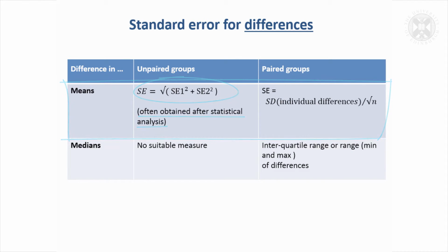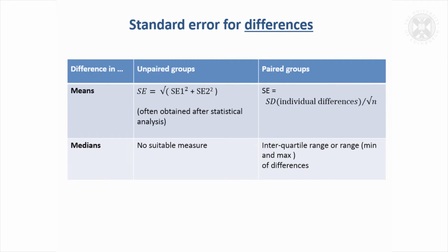The only thing to note is that sometimes you get paired groups. So for example, if you have a set of animals and you take a measurement before treatment and after treatment, so you've got two measurements on the same animal, then that data are paired. So what you would do then is take the differences for each animal and then simply get the standard deviation for the differences and calculate the standard error from those differences. So you're just simply getting the standard error of the differences, so you don't need this formulae.